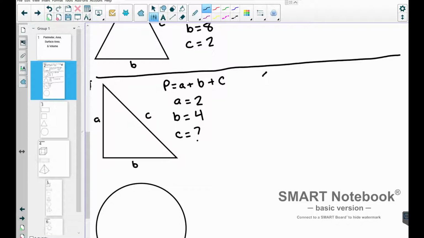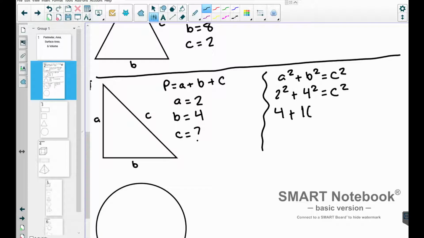Well, if you remember, we have the Pythagorean theorem that says A squared plus B squared is going to equal C squared, where A and B are the legs of our triangle and C is our hypotenuse. So we can just plug in what we have. We have 2 squared plus 4 squared is going to be equal to C squared. Then we can just solve that out. 2 squared is 4, plus 4 squared, which is 16, is going to be equal to C squared. So 20 equals C squared.